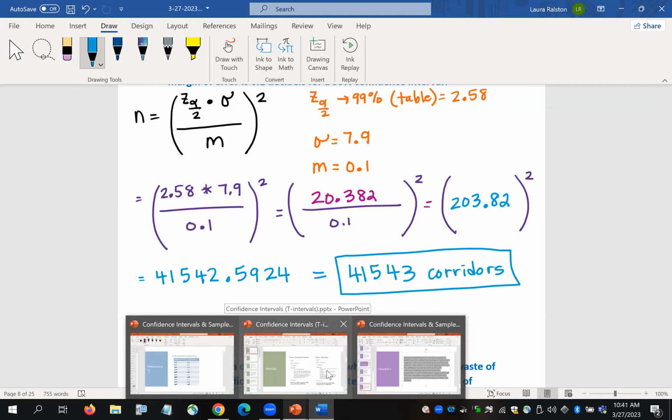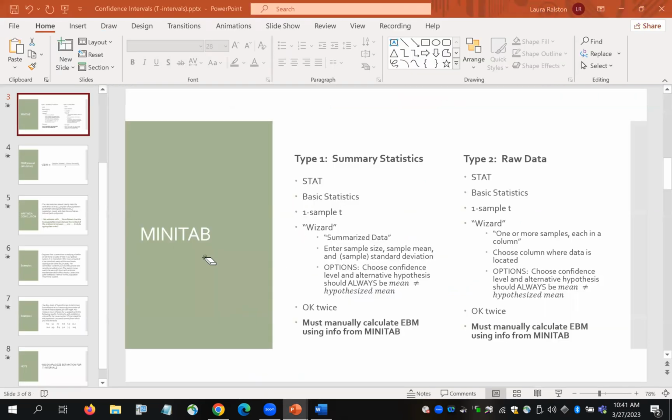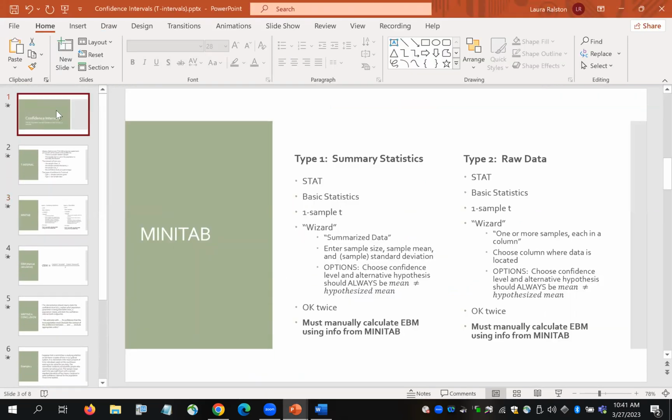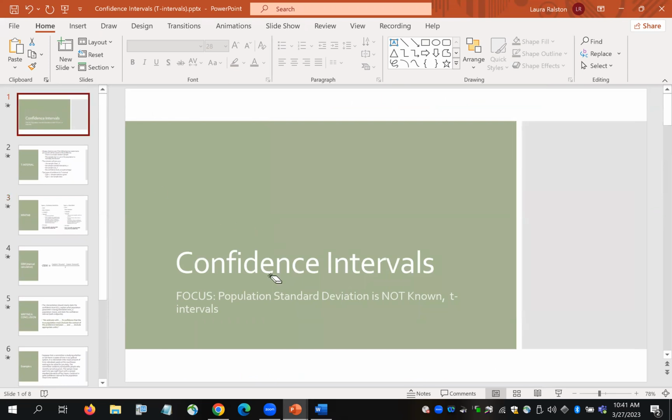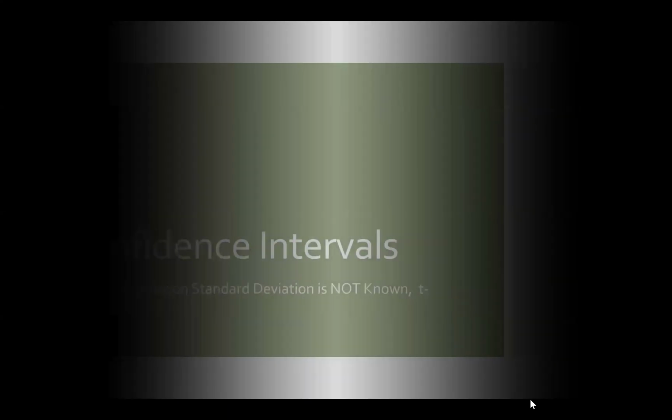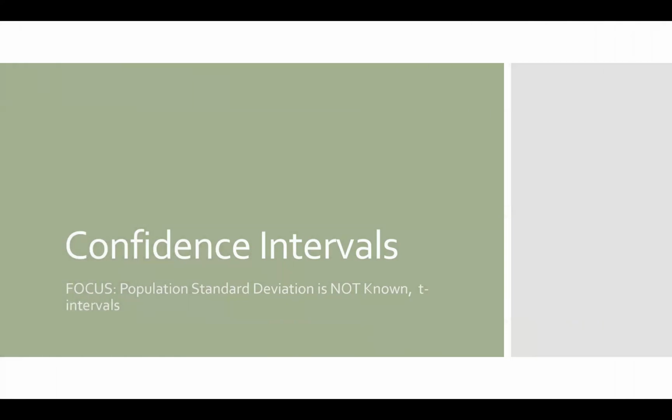Now let's switch gears and talk about the t-interval. It's the same concept, guys. We're still creating that range of values for the population mean. The difference is I do not know the population standard deviation. Whenever I do not know the population standard deviation, we use the t-interval.